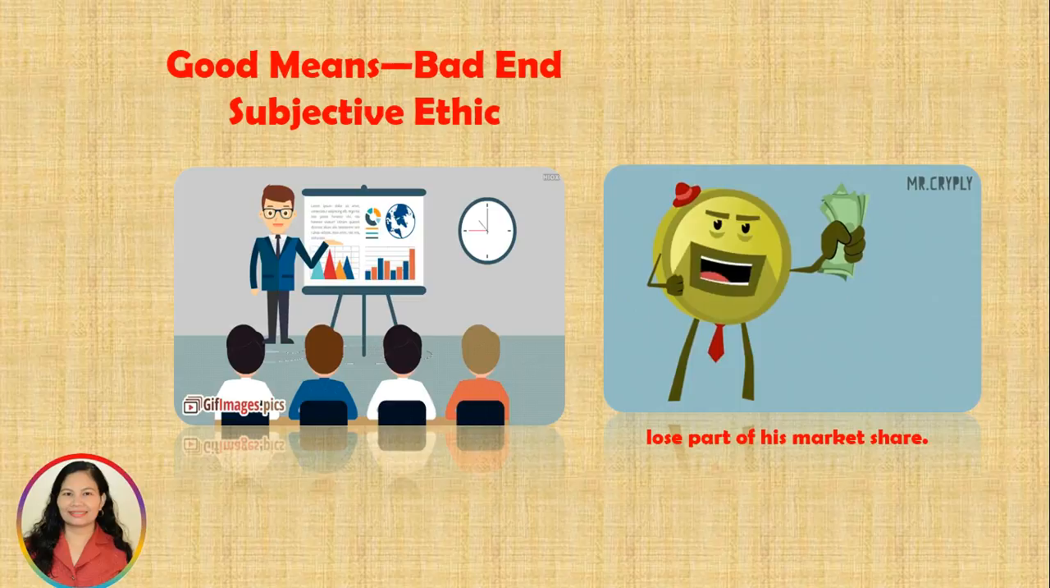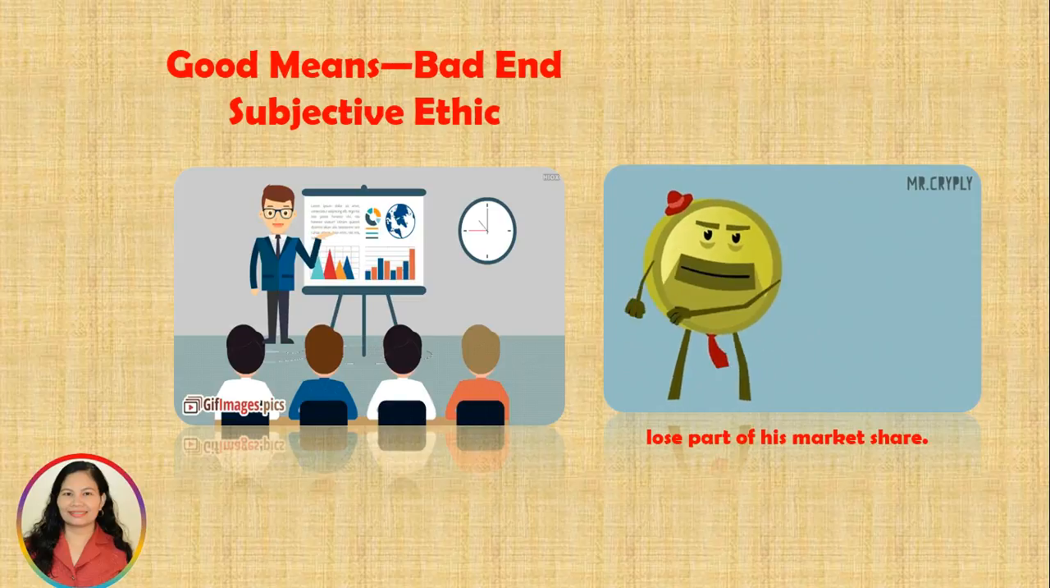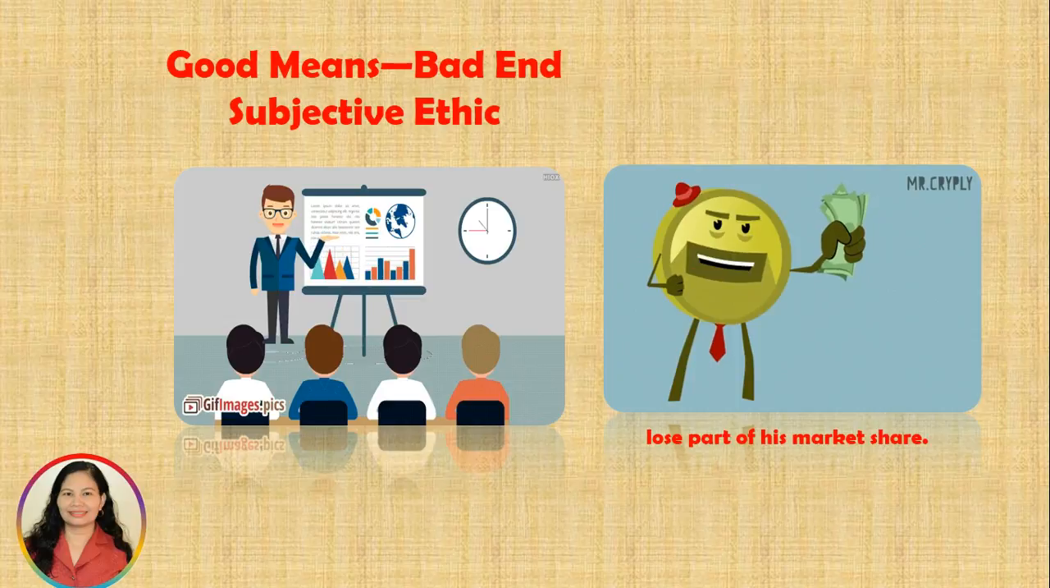Those are the four scenarios that we could consider if you want to become an ethical person. That is the first part of the nature of ethics. I hope you learned something.